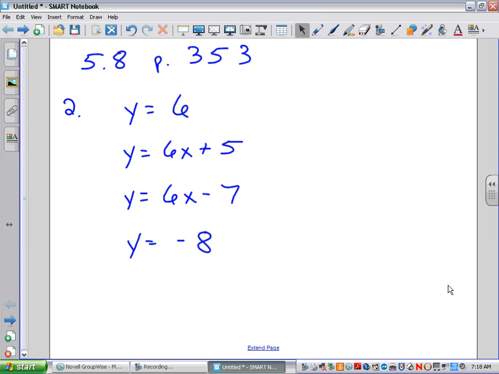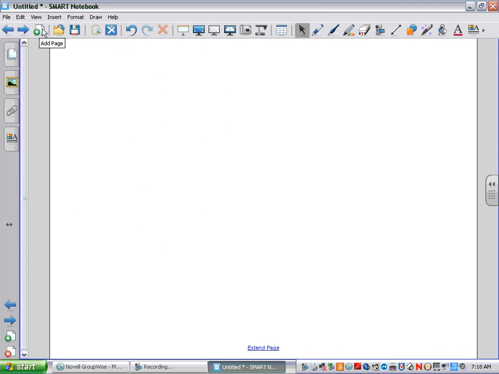All right, hello. We are ready now for notes 5.8 in the book. I'm on page 353, and we're going to talk about parallel and perpendicular. Well, to do that, I want us to talk about these separately before I work out any problems.